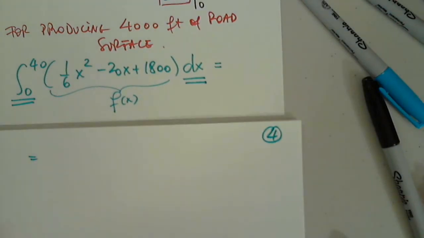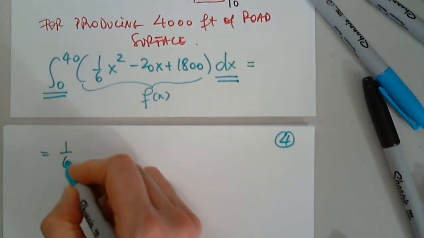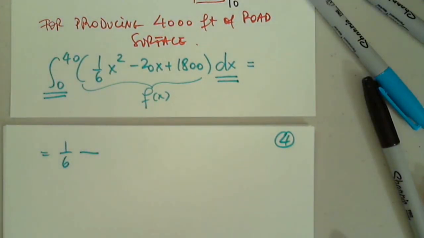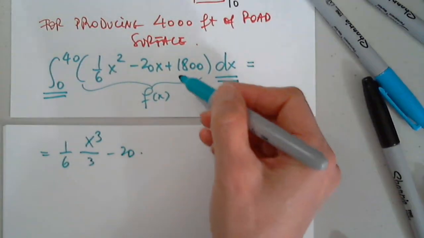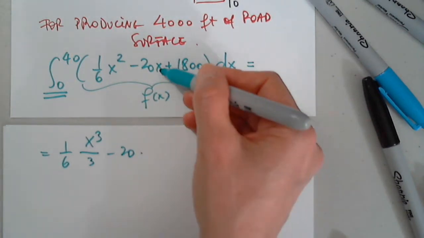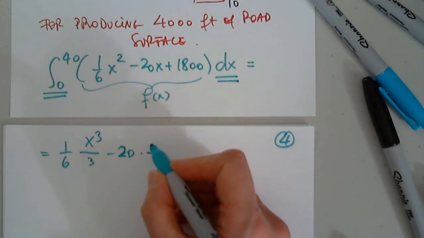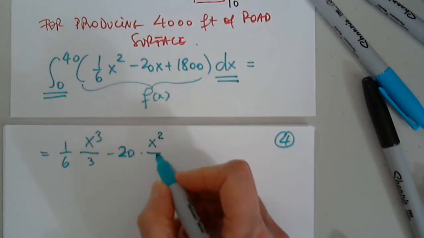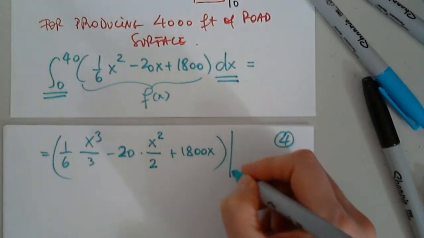So let's determine the antiderivative of x squared. What is the antiderivative of x squared? Anyone? X to the third over 3. Excellent. Minus 20, the antiderivative of x, or what function prime is x? We increase the power by 1 and we divide by that number. And plus 1800x from 0 to 40.